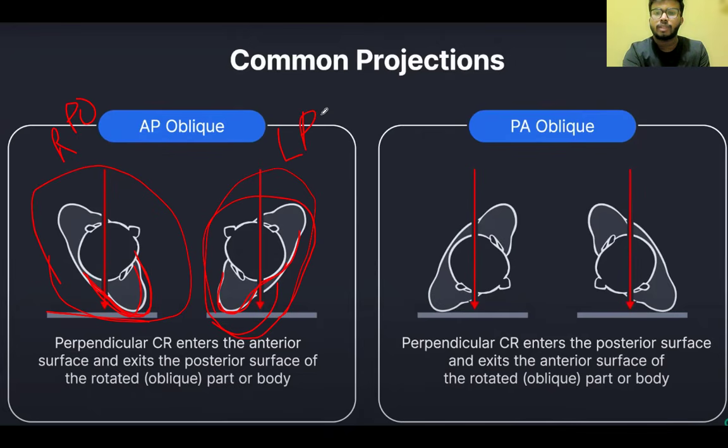Then what about this here? The right anterior part is in contact with the image receptor. So it is right anterior oblique. Here, the left anterior part is in contact with the image receptor. So it is left anterior oblique. Is that clear? So under AP oblique, we have RPO and LPO, right posterior oblique and left posterior oblique. Under PA oblique, we have right anterior oblique and left anterior oblique.